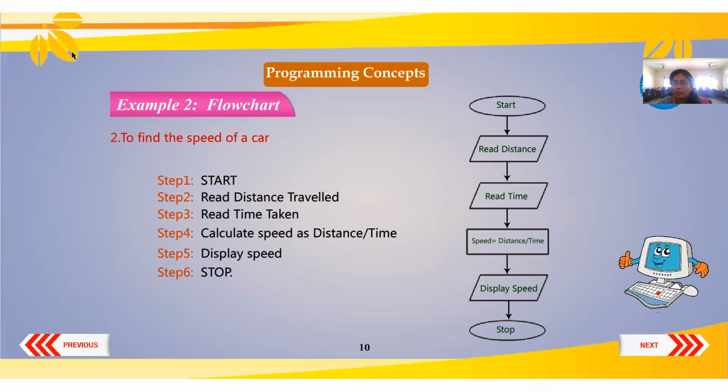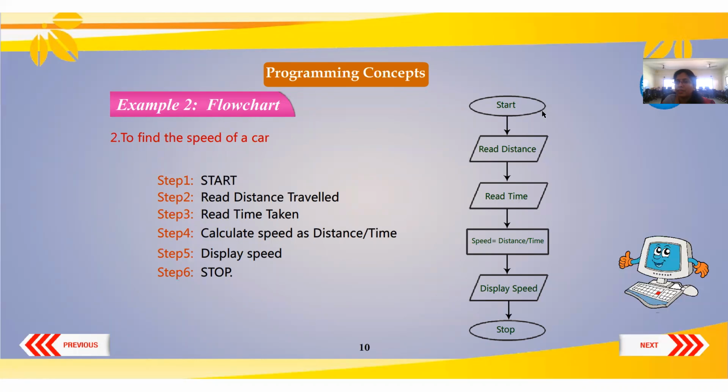How do we calculate? The formula for calculating the speed of any vehicle is speed equals distance traveled divided by time taken. So now here it is. Our program will be: start, read the distance traveled, read the time taken. Step 4, calculate the speed as distance divided by time, and then display the speed, and we are stopping over there. Now here, these things we will put in the flowchart.